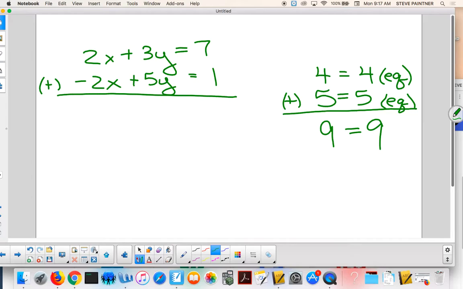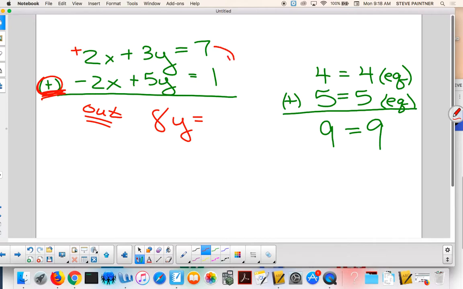So let's do it. All right, ready? Let's add. Well, it's positive 2x plus negative 2x. 0. Gone. I'm going to write the word out. But Andrew's right. It is 0. So I should put 0, but I'm not going to. Okay, it's just gone. Okay, what's 3y plus 5y? It's 8y.